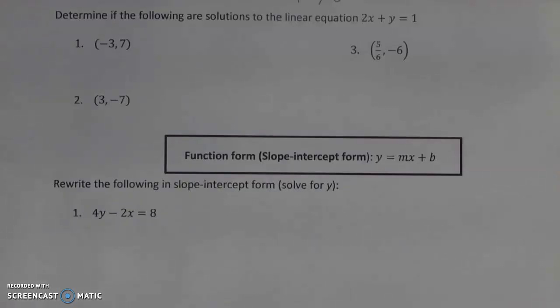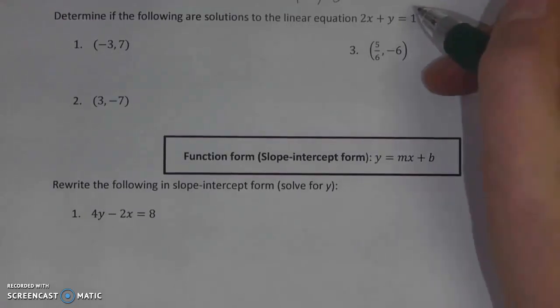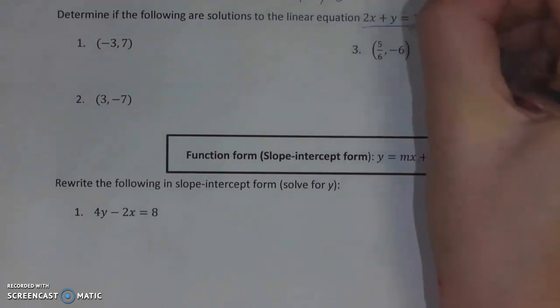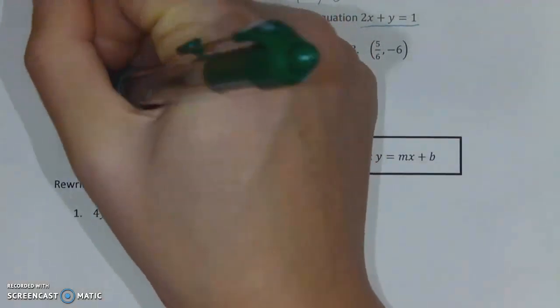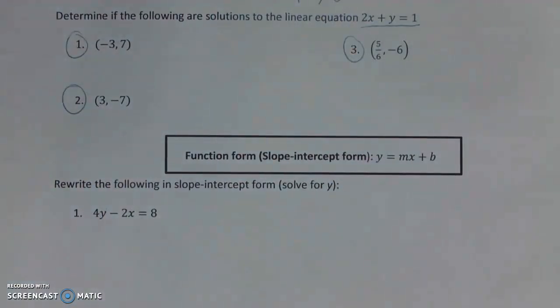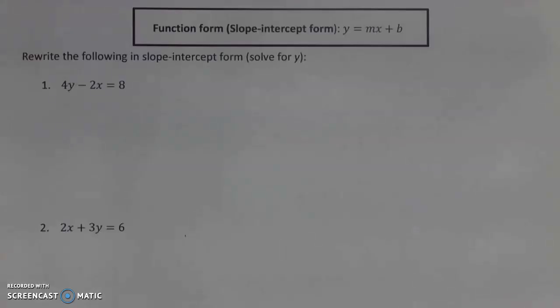All right, so now that you've checked 3, 1 as a solution, I would like you to find out if the following are solutions to a different linear equation, 2x plus y is equal to 1. So do 1, 2, and 3. Pause the video, finish them up, and then we'll continue on in just a moment.